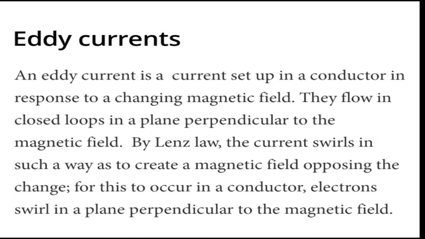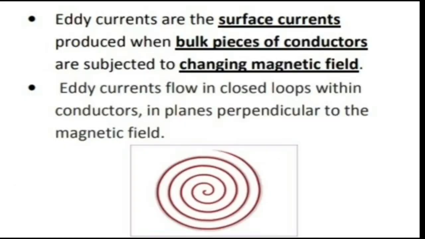And by Lenz's law, this current swirls in such a way as to create a magnetic field opposing that change. For this, the electrons swirl in a plane perpendicular to the magnetic field. So that is about eddy currents.